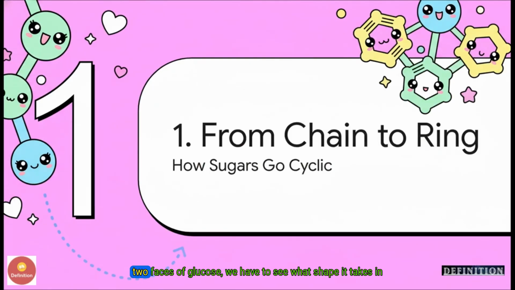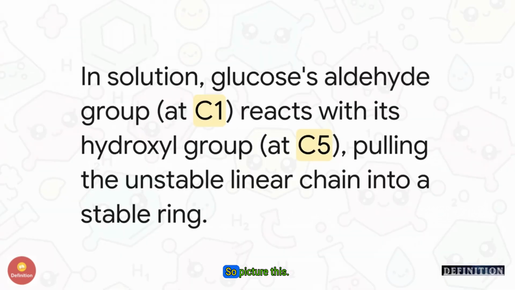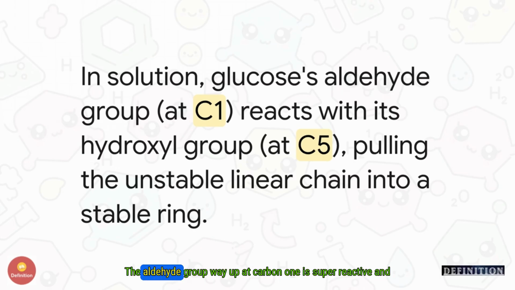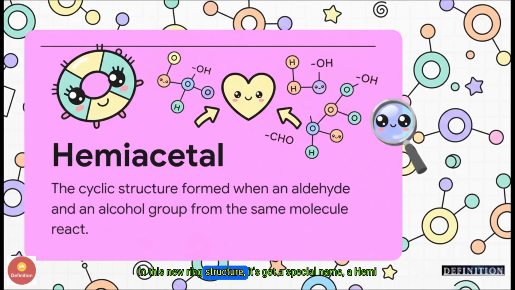Before we can understand the two faces of glucose, we have to see what shape it takes in a solution. And spoiler alert, it doesn't stay in a straight line for long. So, picture this. When glucose is in water, that straight chain form is actually pretty unstable. The aldehyde group way up at carbon 1 is super reactive, and it's basically looking for a partner. It finds one in the hydroxyl group down at carbon 5. When they connect, the whole molecule just spontaneously snaps shut, folding itself into a much more stable ring. And this new ring structure, it's got a special name, a hemiacetal.